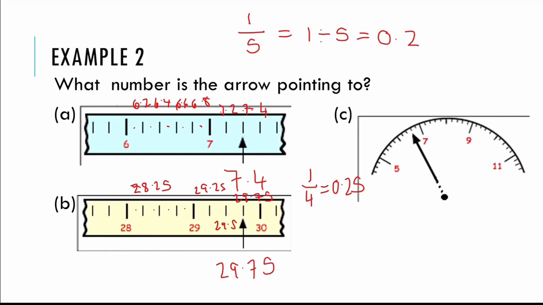In our last example here, they're trying to trick you because it looks as if each whole number has been split into 10, but you'll notice the two numbers on either side of the arrow are 5 and 7, which would make the halfway point 6. So actually each whole number is being split into 5. So we've got 6.2, 6.4, 6.6. So our answer for that one is 6.6.